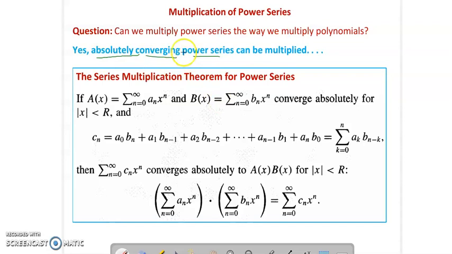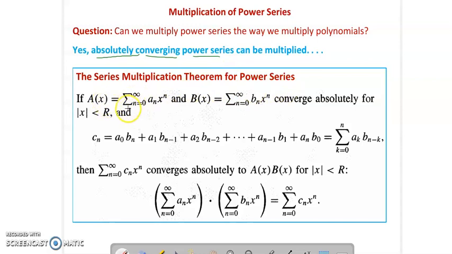So we can multiply absolutely converging power series the way we generally multiply polynomials, and the resultant power series that we obtain after multiplying absolutely converging power series will also be absolutely convergent. So its behavior is also not changing. So let's see the series multiplication theorem for power series.